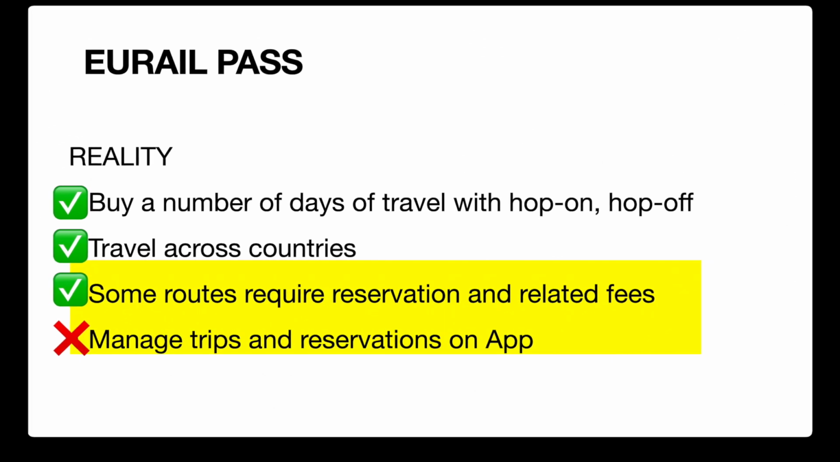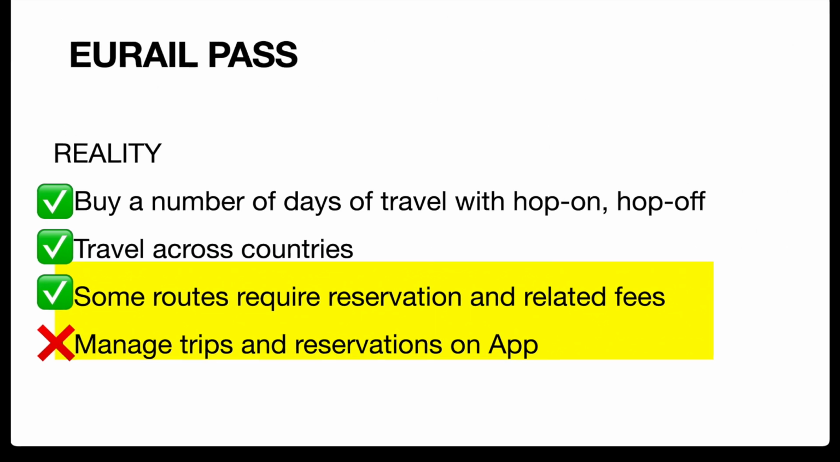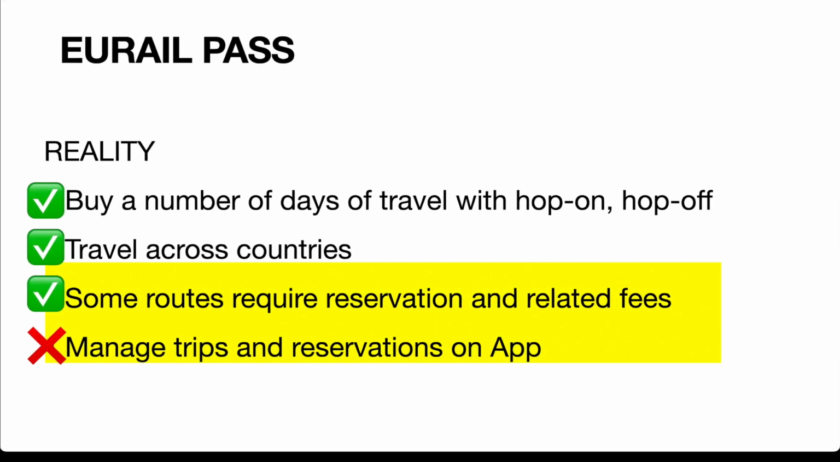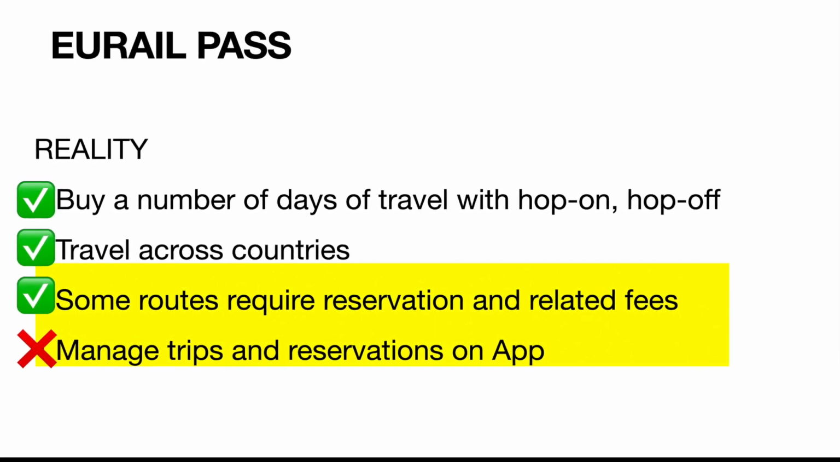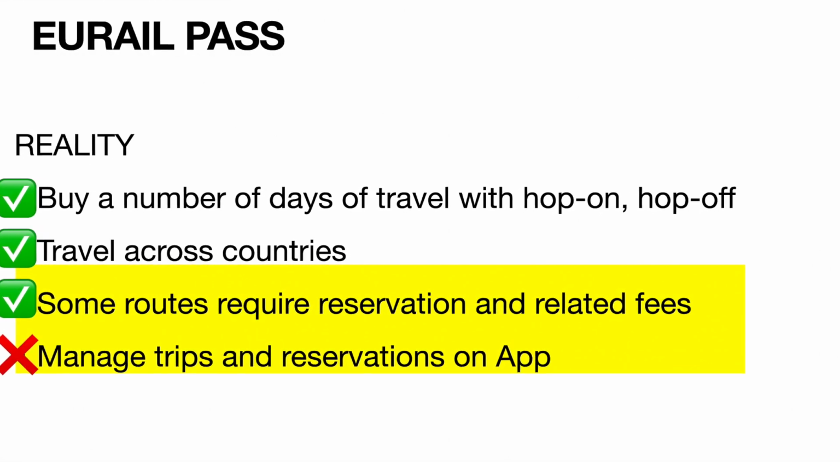The reality is that the first two are true. You do buy a number of days of travel with hop-on and hop-off rights on the days of travel, and you are able to travel across 33 countries. The next two are covered in the upcoming slide.